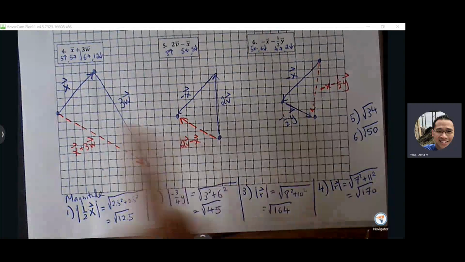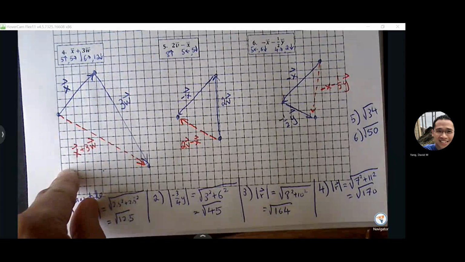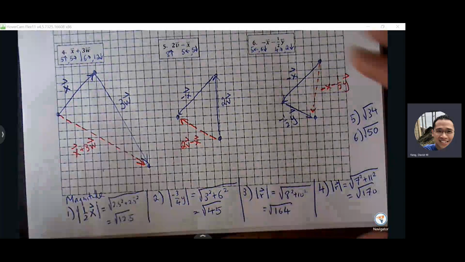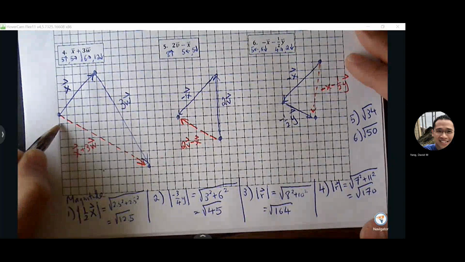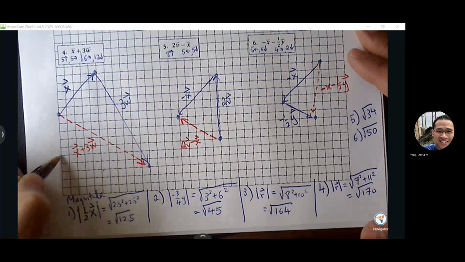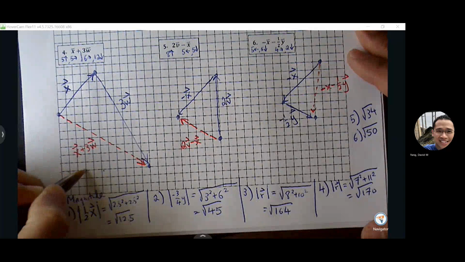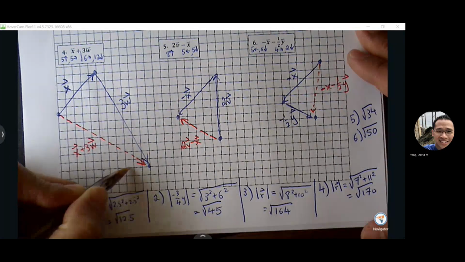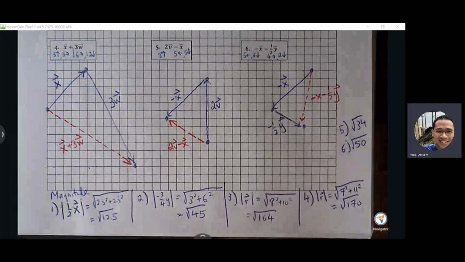I'm sorry, number 4 was down 7 over 11. Yeah, sorry, down 7 over 11. So square root of 7 squared plus 11 squared. Same idea with 5 and 6.